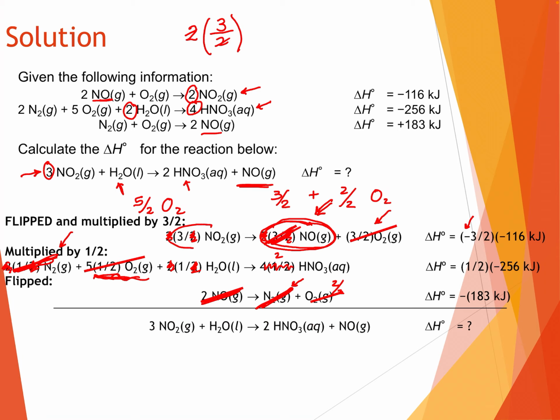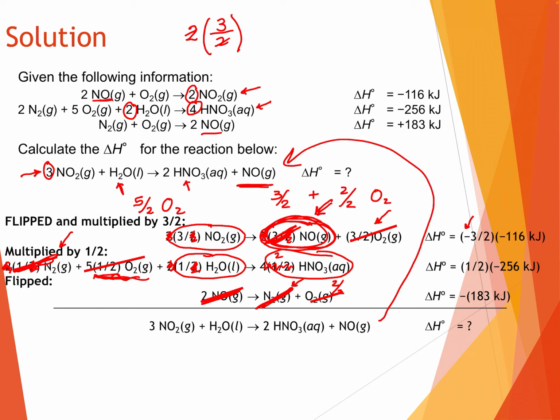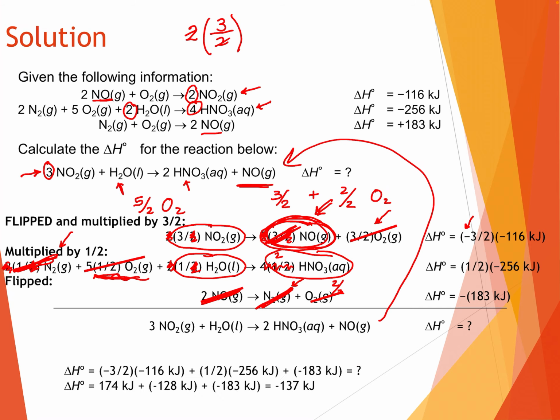So left over, we have 3 nitrogen dioxides, 1 water, 2 nitric acids, and 1 nitrogen monoxide. So that's what's left out of all of this. Again, we double check and make sure that's actually what we were trying to get. Now you can go ahead and add together all of those delta H values, and you'll get your delta H of the reaction.